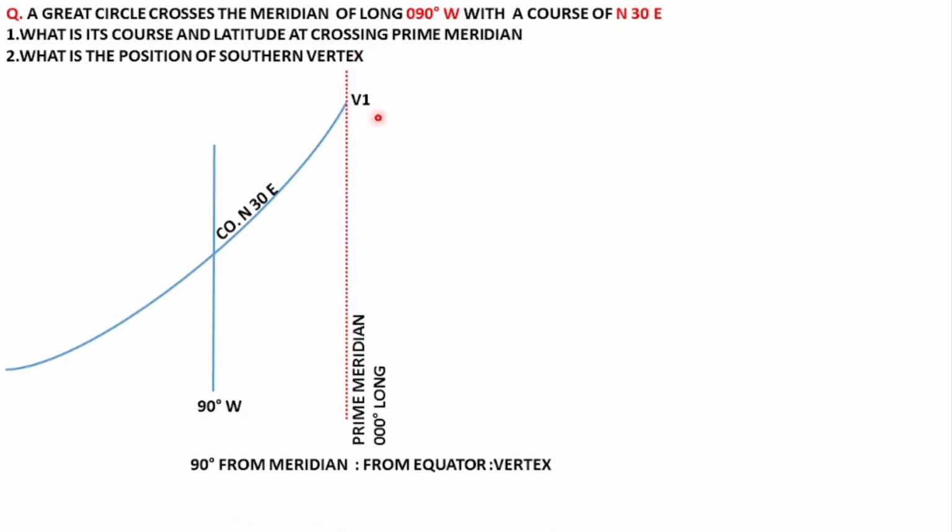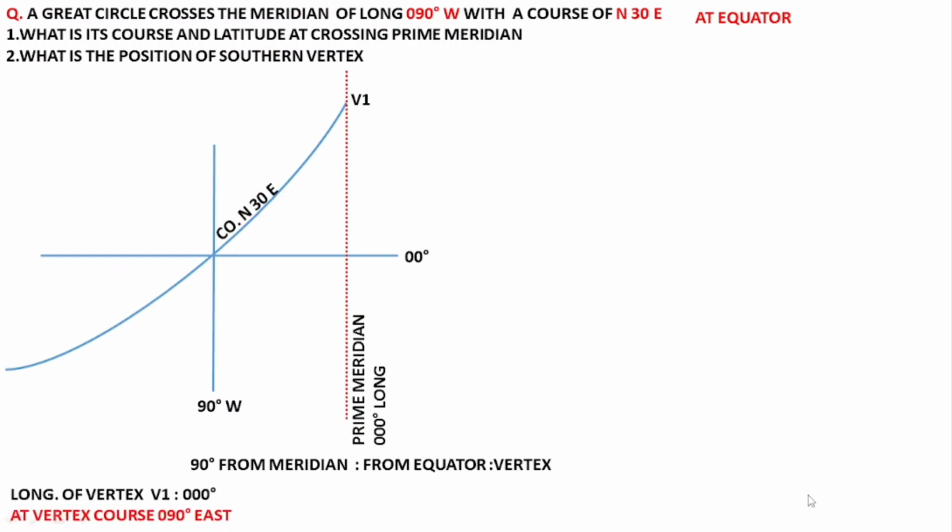He's asking me what is the course and latitude at the crossing of the vertex and the position of the southern vertex. So anyway, this northern side I already know the longitude. Now the latitude we just saw, and here the thing is I have omitted the equator, because maybe I'm just trying to test your understanding of great circle here. The longitude of the first vertex is 000, prime meridian. And what is the course here? I am going easterly, then it will turn westerly. So your course here will become 090, and then it will come to west.